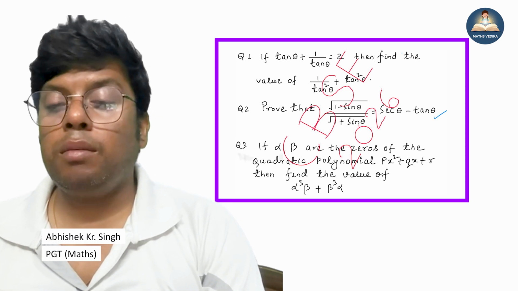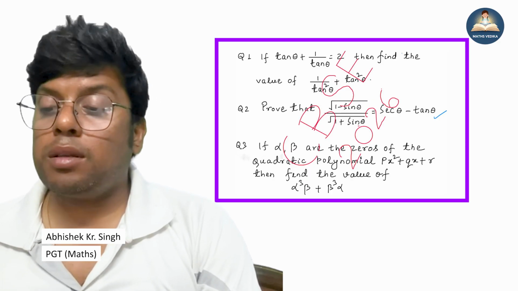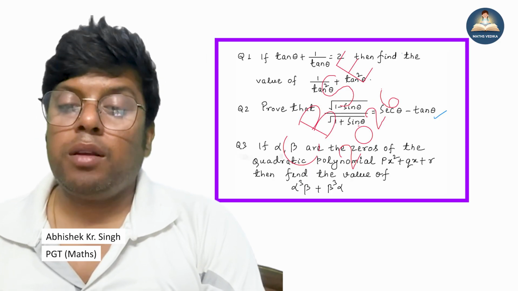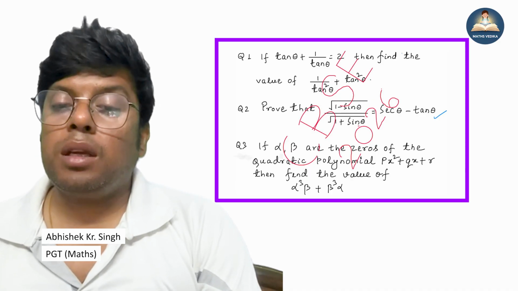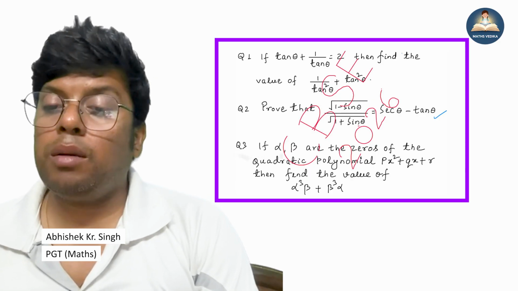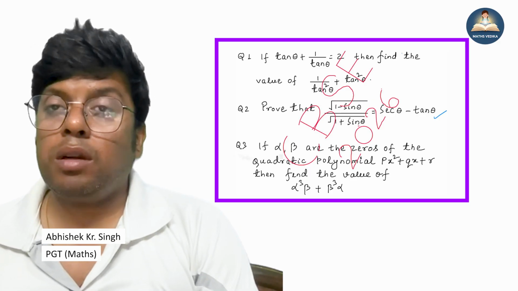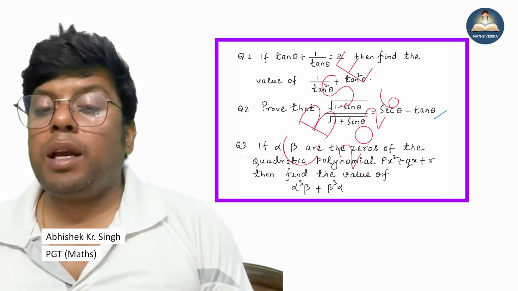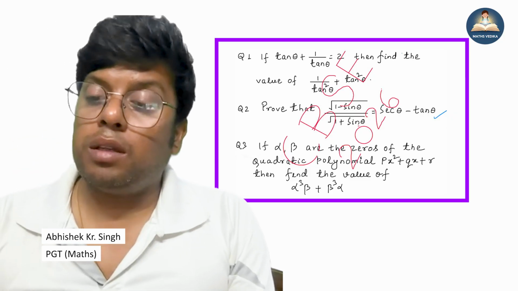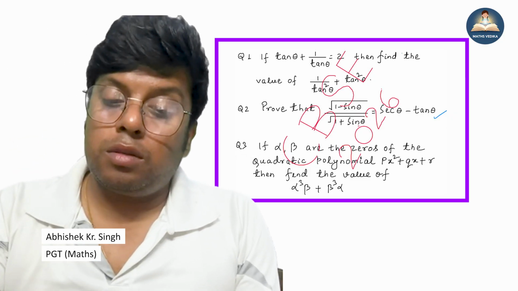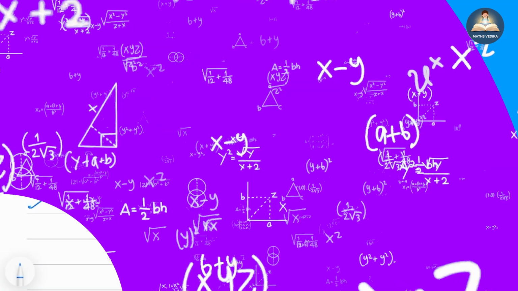So let us solve questions asked in class 10 CBSE examination 2026. The first question is from trigonometry, and the question is: if tan theta plus 1 by tan theta is equal to 2, then we have to find the value of tan square theta plus 1 by tan square theta. So solution of question first.